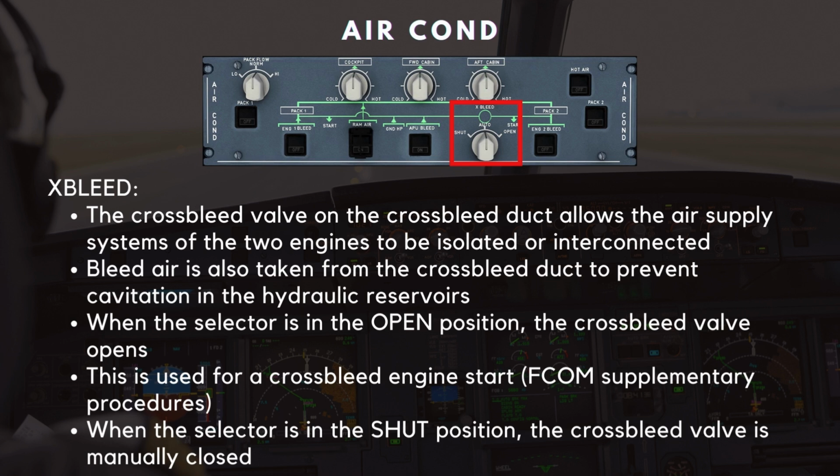The crossbleed valve allows the air supply systems of the two engines to be isolated or interconnected and helps prevent cavitation in the hydraulic reservoirs. When the selector is in the open position, the crossbleed valve opens, which is used for a crossbleed engine start as described in the FCOM. When the selector is in the shut position, the crossbleed valve is manually closed.